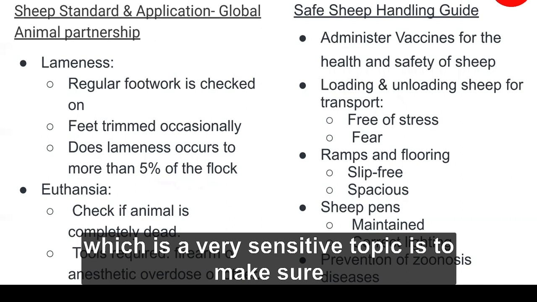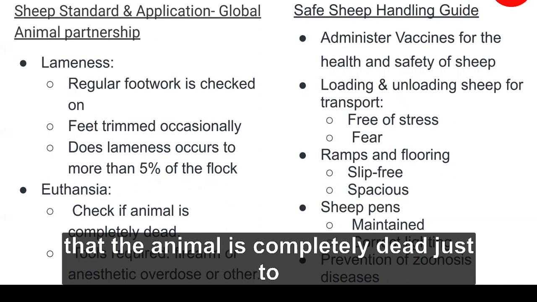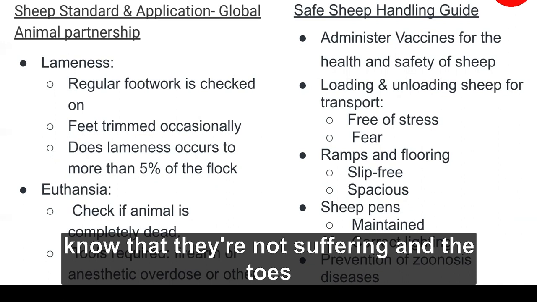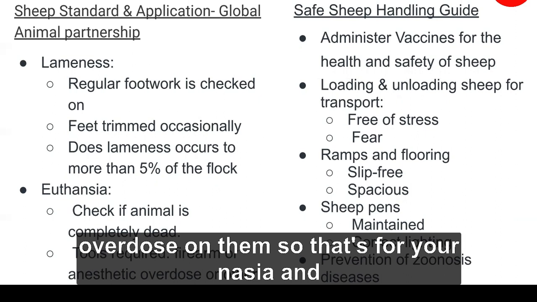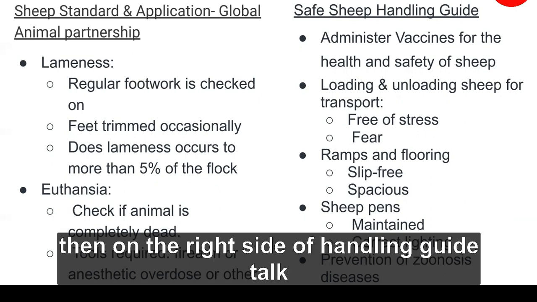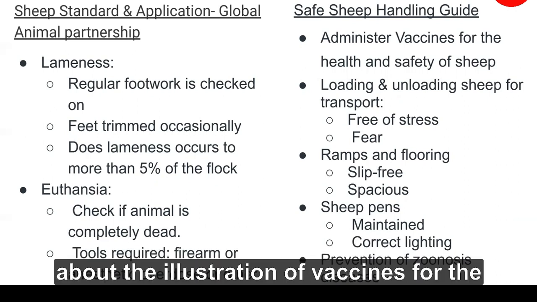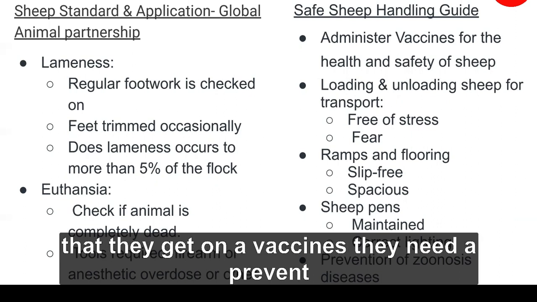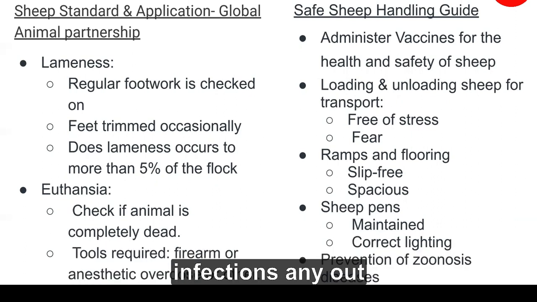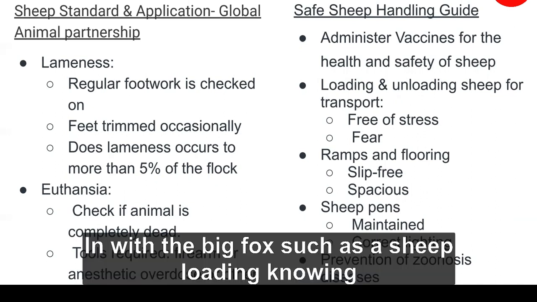Euthanasia, which is a very sensitive topic, is to make sure that the animal is completely dead, just to know that they're not suffering. And the tools required are either a firearm or an anesthetic overdose. So that's for euthanasia. And then on the right side, the safe handling guide talks about the administration of vaccines for the health and safety of the sheep, to make sure that they get all the vaccines they need to prevent any infections, any outbreaks, with big flocks such as sheep.